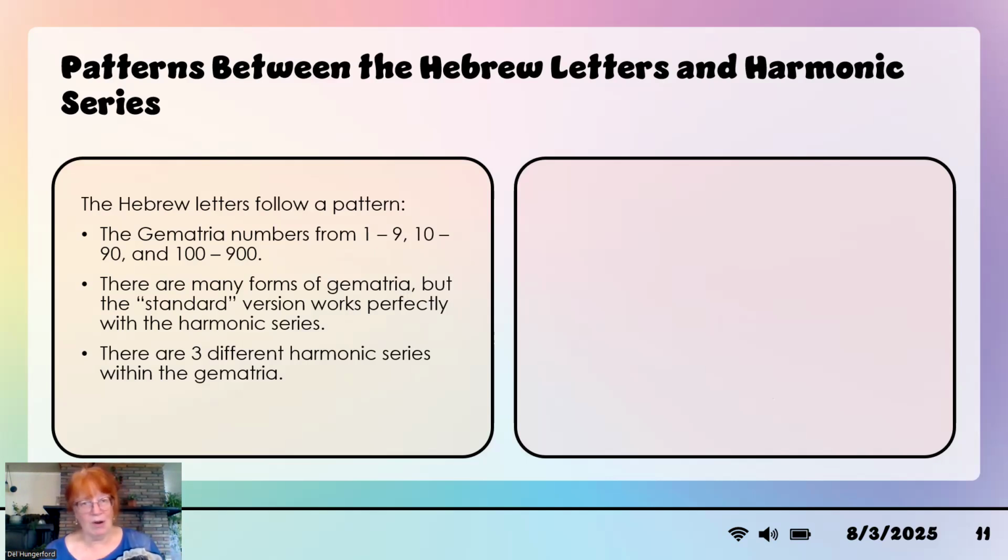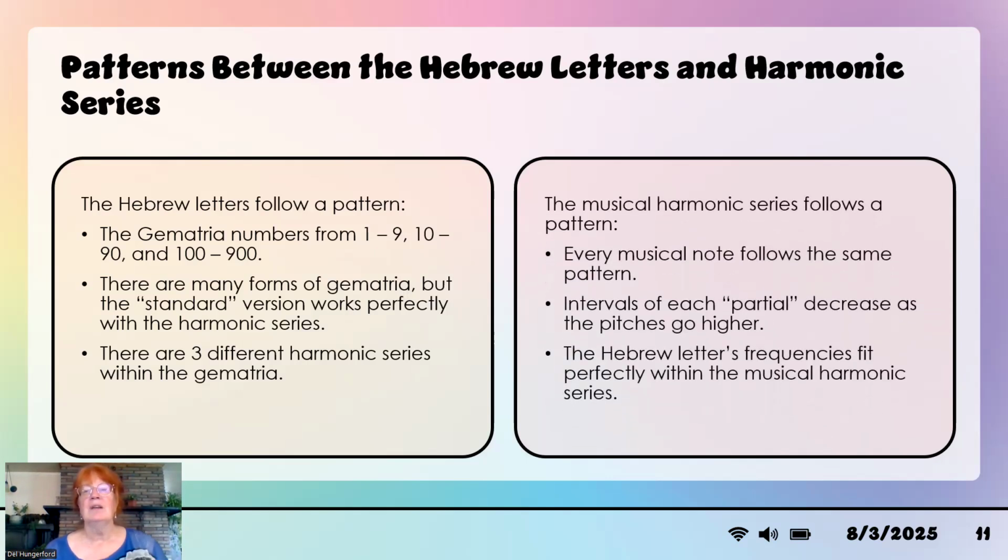But even if you don't want to figure it out, I'm going to give you an opportunity where you can find it. The musical harmonic series follows a pattern. Every musical note follows the same pattern, just like the Hebrew letters, they follow a pattern. The intervals of each partial decrease as the pitches go higher. As you will notice in the gematria, the numbers get higher as you go further towards the end of the alphabet. The Hebrew letters' frequencies fit perfectly within the musical harmonic series.